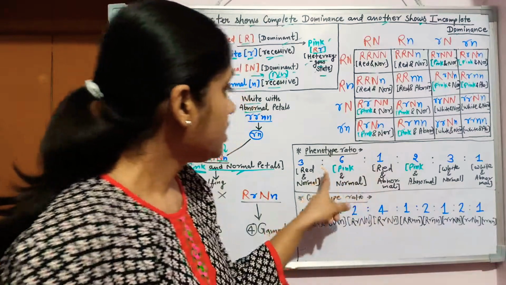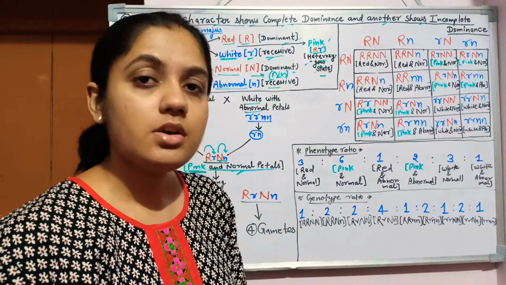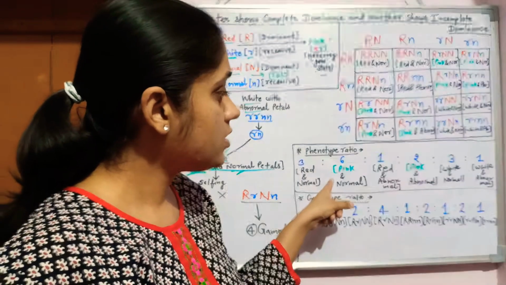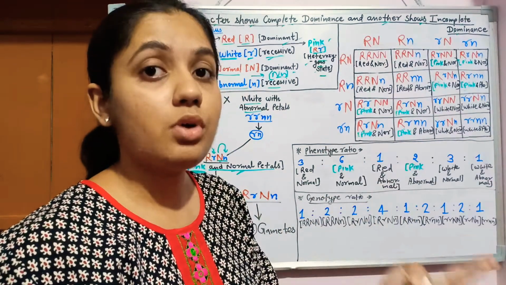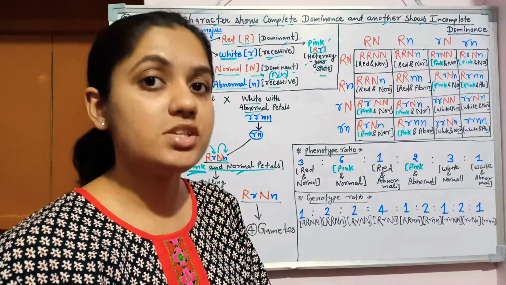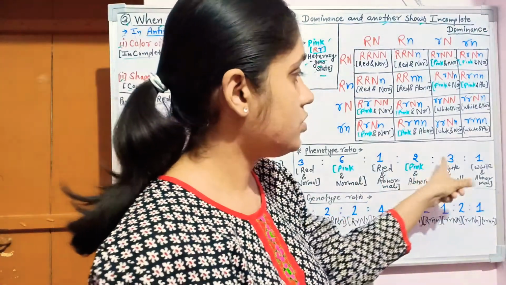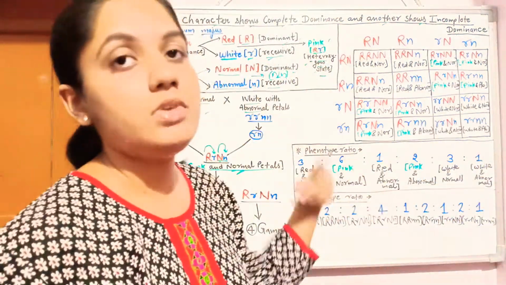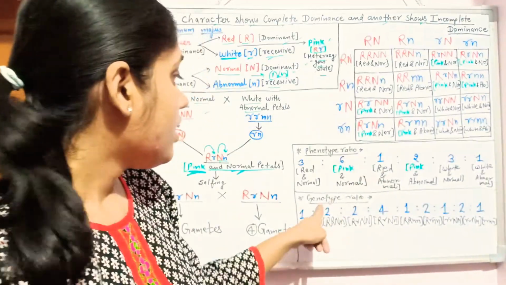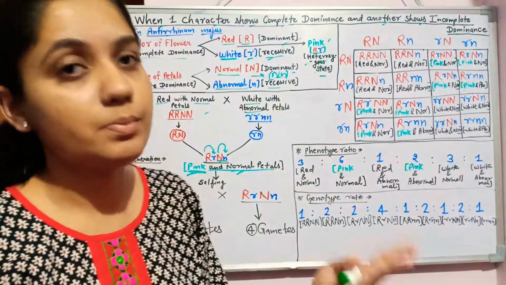Then the phenotypic ratio has changed in comparison to Mendel's laws. Mendel's dihybrid cross ratio is 9:3:3:1, but here it is 3:6:1:2:3:1. This is because of the incomplete dominance and half complete dominance. The genotypic ratio is the same, but the change is in the phenotypic ratio. That's why it is called incomplete dominance.